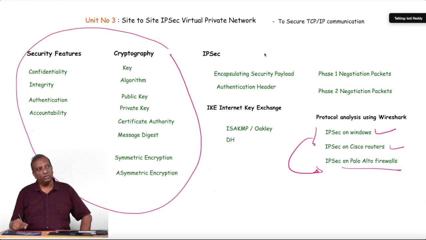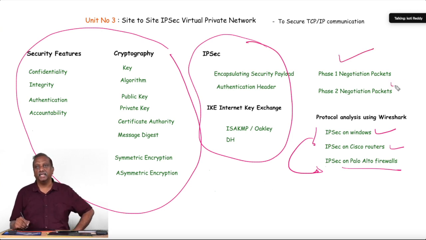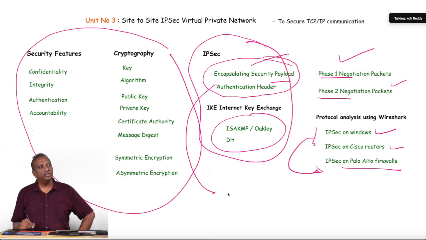What is phase 1 negotiation, phase 2 negotiation, what happens in phase 1, what happens in phase 2, right? And what are these protocols all about? What is the port number? What's the port number for this? What's the port number for this? Do they give the packet directly to IP or UDP or TCP? Right? There are so many concepts.